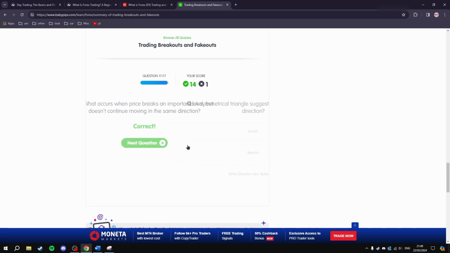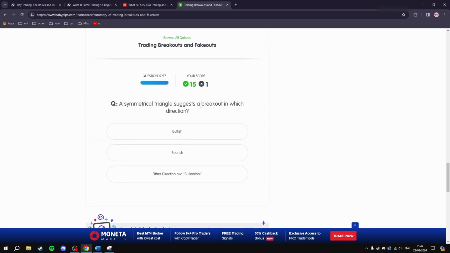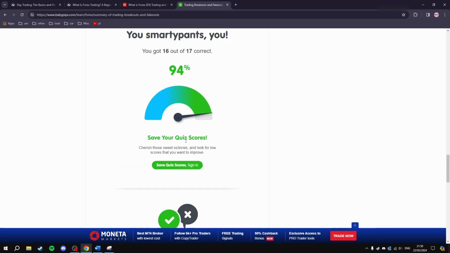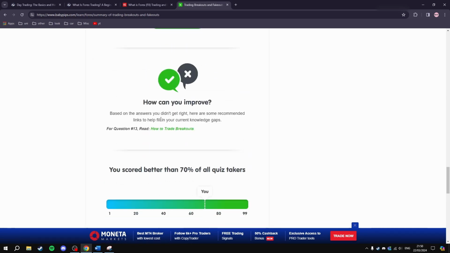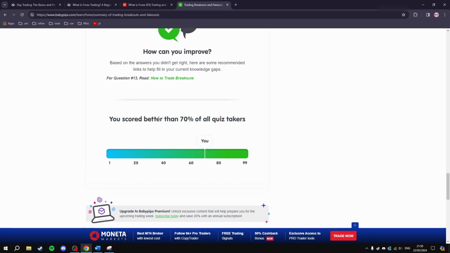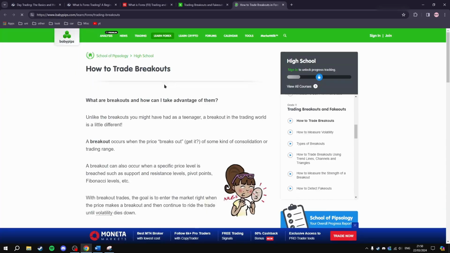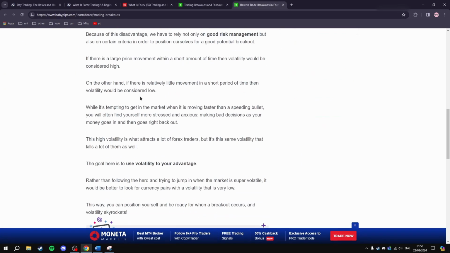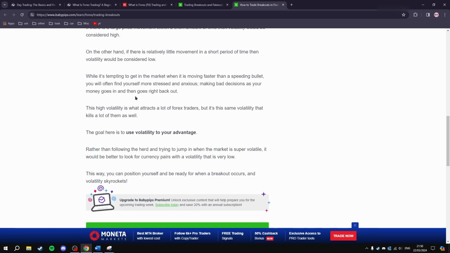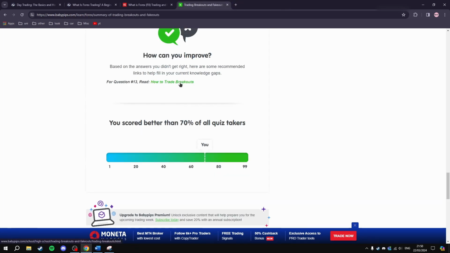Does a symmetrical triangle suggest a breakout in which direction? Either direction. What was question 13? Oh right, I think it's the volatility. Rather than look for currency pairs with high volatility, look for low volatility. Right, low volatility, not high volatility. Okay, I remember now.